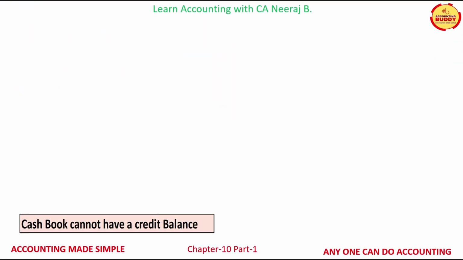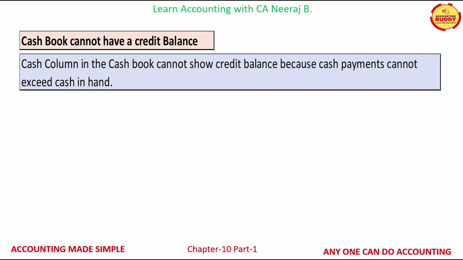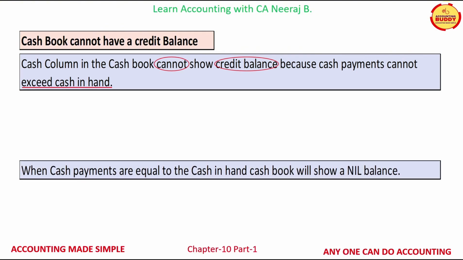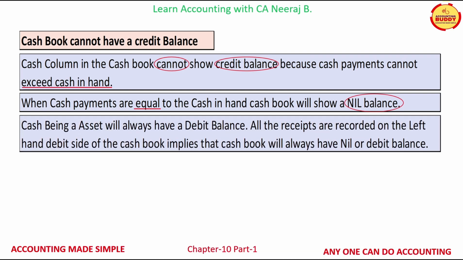Always remember, cash book cannot have a credit balance. Cash column in the cash book cannot show the credit balance because cash payments cannot exceed cash in hand. When cash payments are equal to the cash in hand, the cash book will show a nil balance. Cash being an asset will always have a debit balance. All the receipts are recorded on the left hand debit side of the cash book, which implies that the cash book will always have a debit or a nil balance.